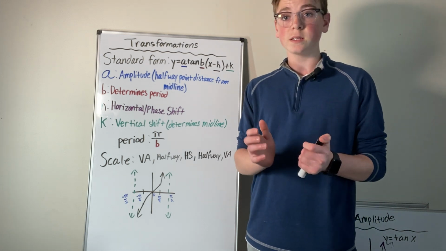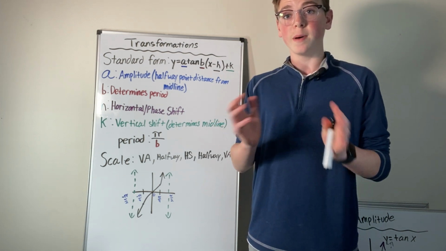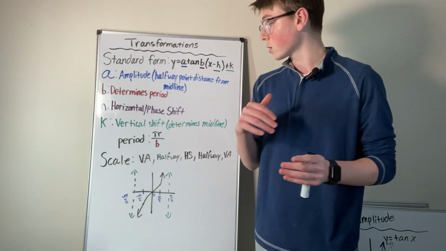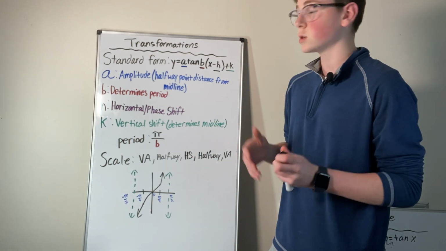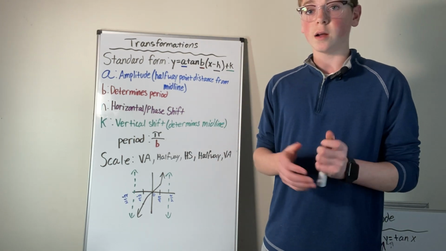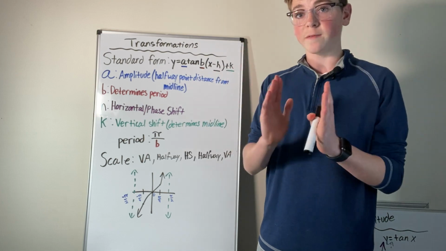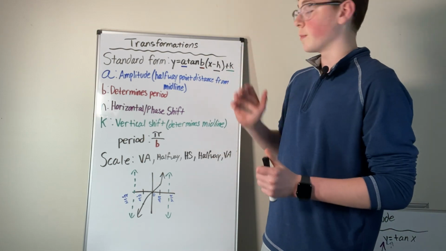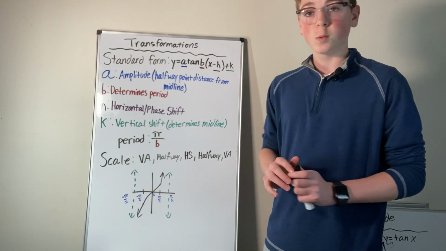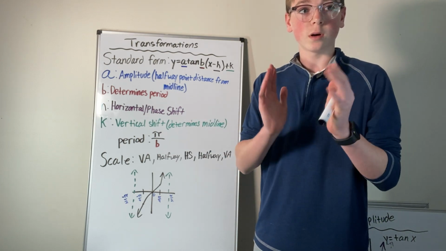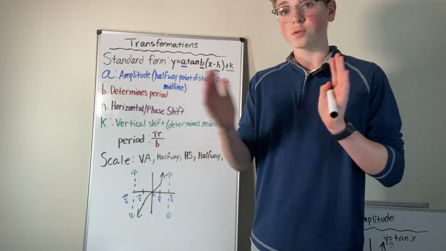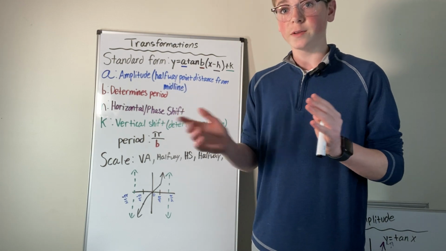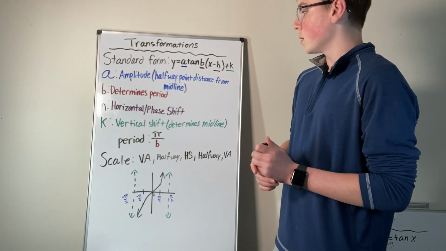Remember, because the base period of tangent is just pi, it is half of a circle and pi over b. So if our b is 2, then our graph is compressed by a factor of 2, and our period is pi over 2. If our b is 1/2, then our period would be 2 pi, and our graph would be extended, stretched out by a factor of 2 to 2 pi.